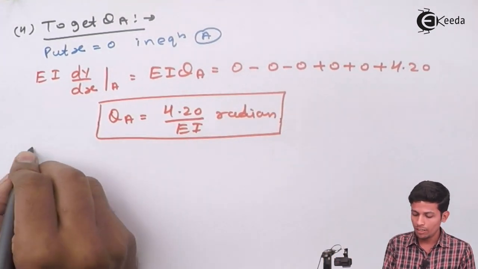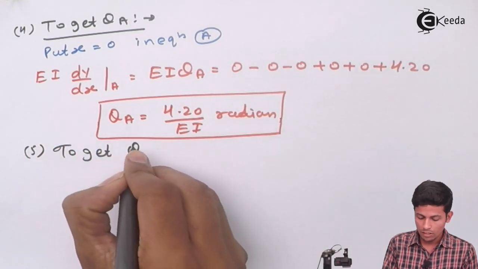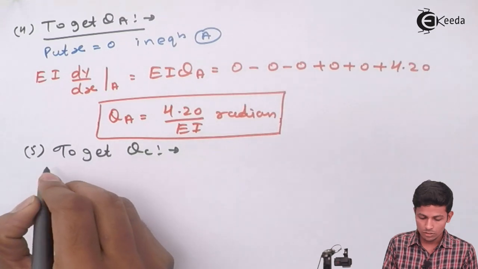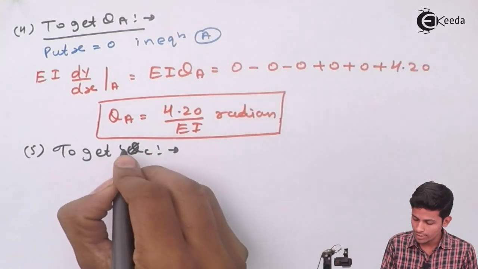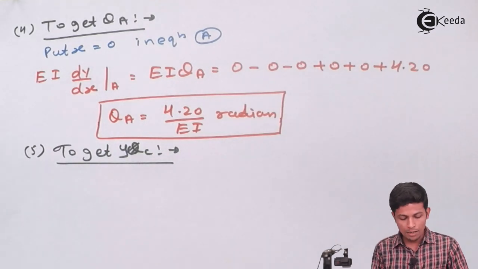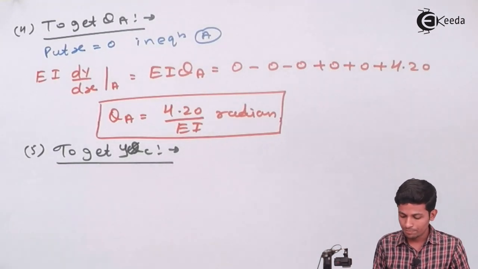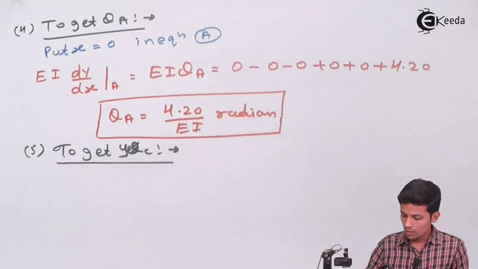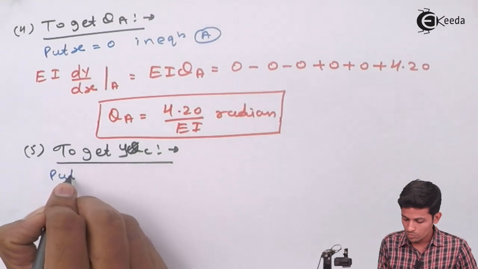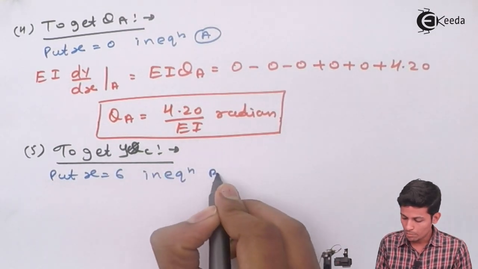Our next one, the fifth step, will be to get theta C. Sorry, not theta C, it is YC, which means we find the deflection at C. In the C part, the x value will be 6. So put x is equal to 6 in equation number B.